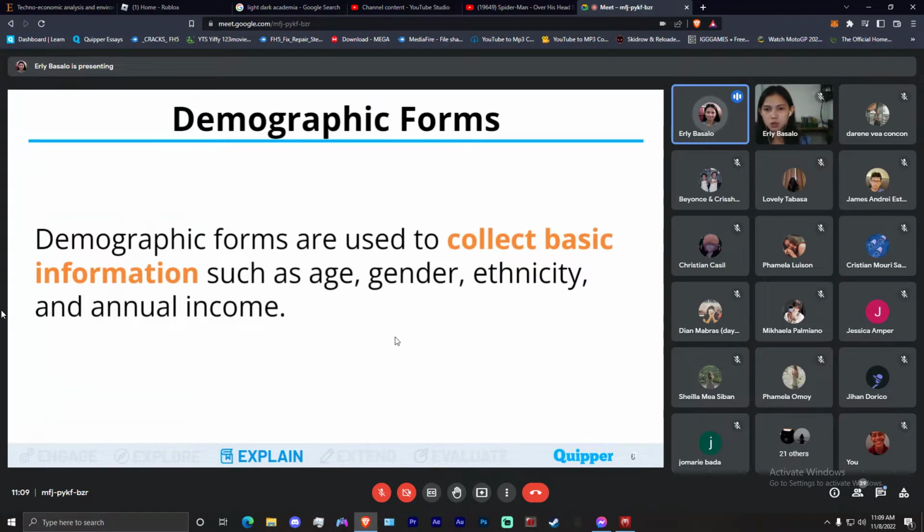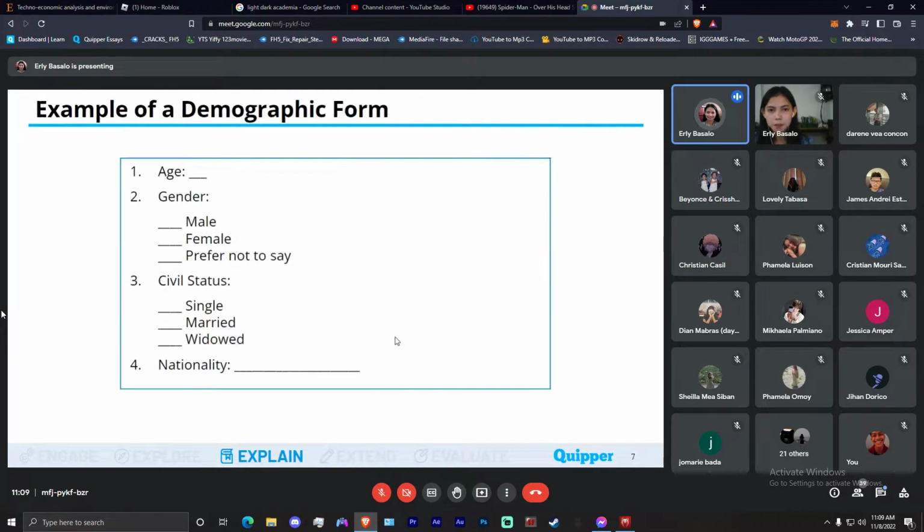We have demographic forms, which are used to collect basic information such as age, gender, ethnicity, and annual income. Most of you are gathering this kind of information or data, knowing their age, gender, or annual income. So if you have that kind of flow in your research, you can have this as an example of your demographic form in your survey questionnaire.